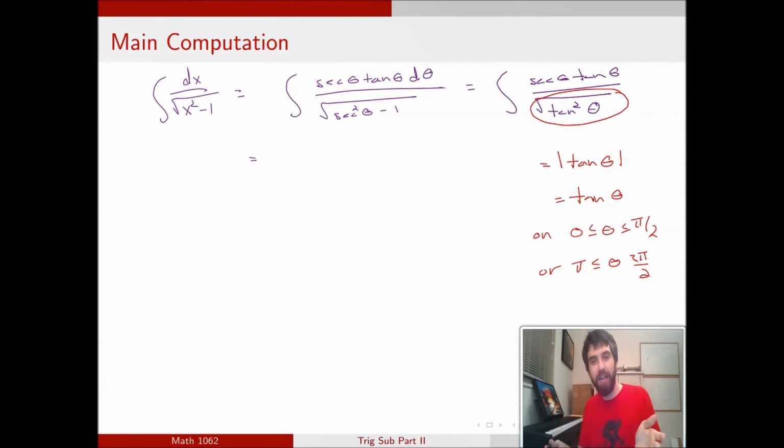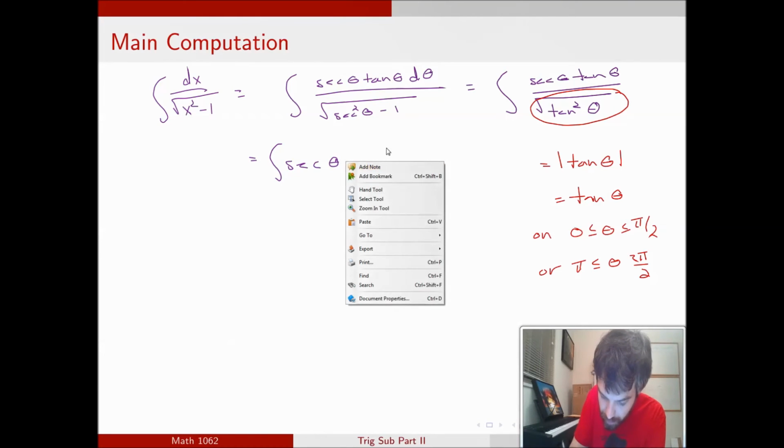So if I had chosen differently, that is, if I set pi over 2 to pi to be one of my regions, then I would have had to break this up into two different cases. In one case, the absolute value of tan theta would be tan theta, and in the other it would be minus tan theta. So this choice of restriction just makes everything work out a little bit nicer. All right, so carrying on with my computation, my tangents are going to cancel. This is just going to be the integral of secant theta d theta.